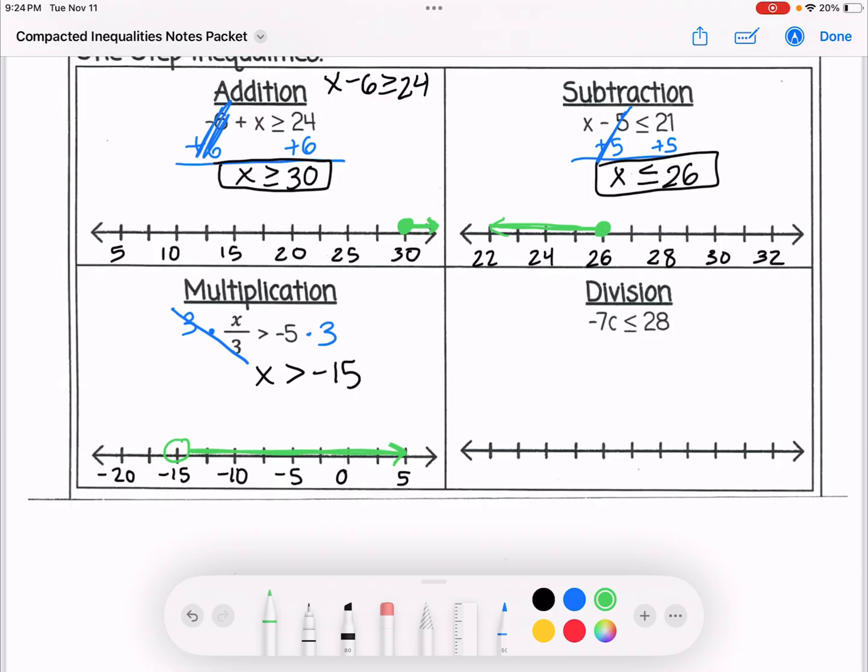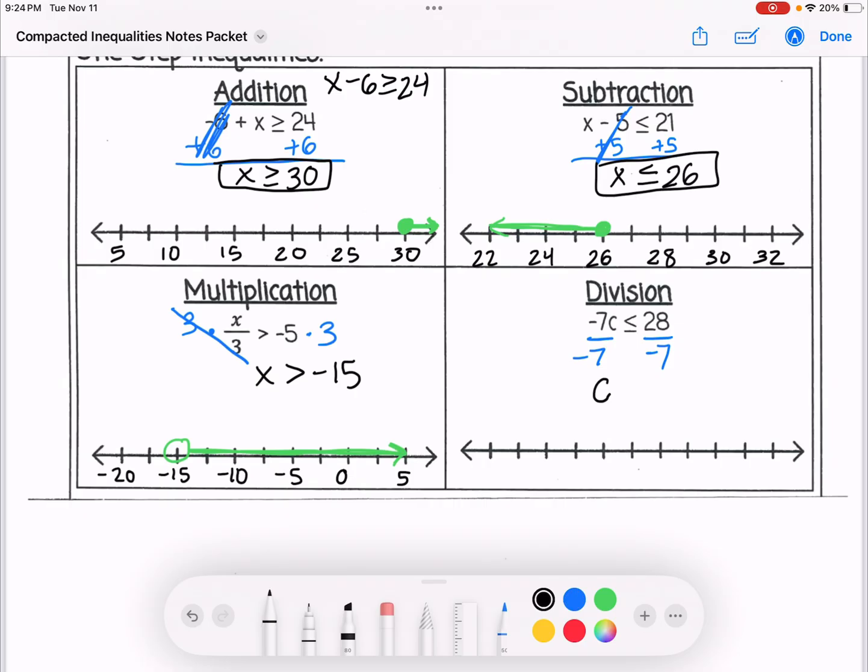All right, and last but not least, I have division. Well, it's a multiplication inequality, but I need to solve it by dividing both sides by -7. Now, this is where the things are new for inequalities. If at any point I'm multiplying or dividing both sides of my inequality by a negative value, I have to flip the inequality. So, because I'm dividing by a -7, my sign stays the same.